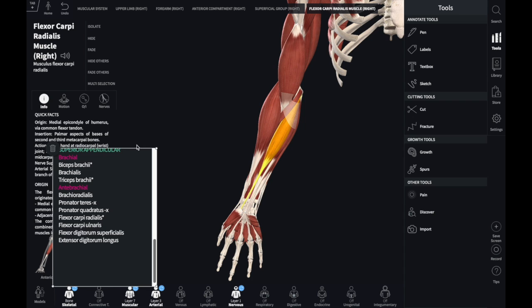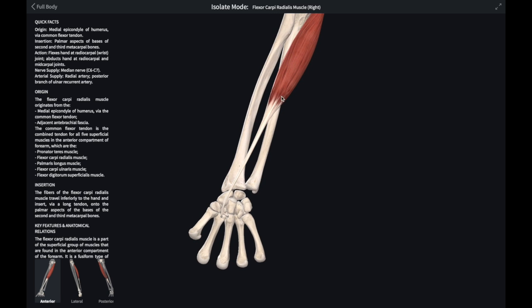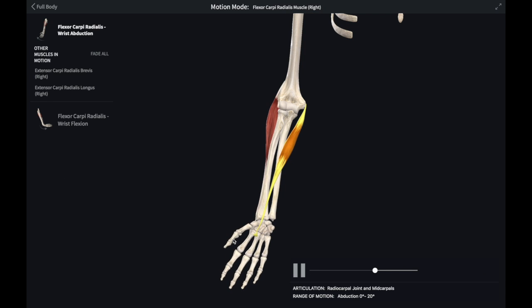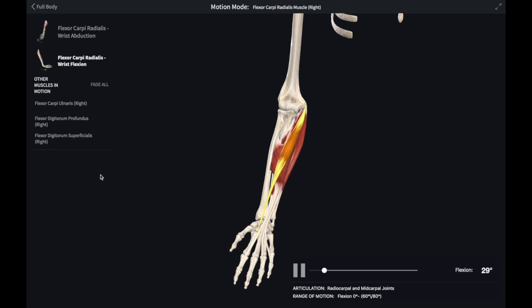The Flexor Carpi Radialis is a muscle that you need to know the insertion and origin. The origin is your medial epicondyle of the humerus. So the medial epicondyle, and the insertion is on your radial side here, just below your carpals at the metacarpal-carpal junction. The action is a wrist abduction and a wrist flexion.